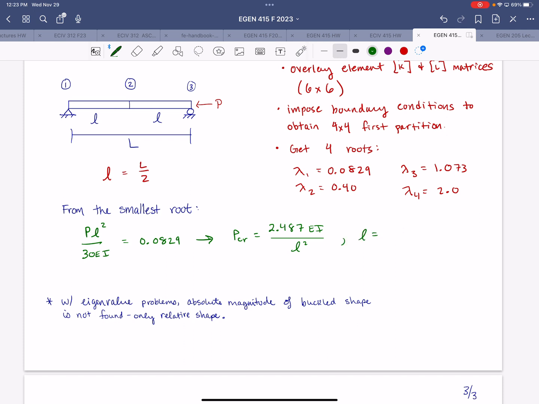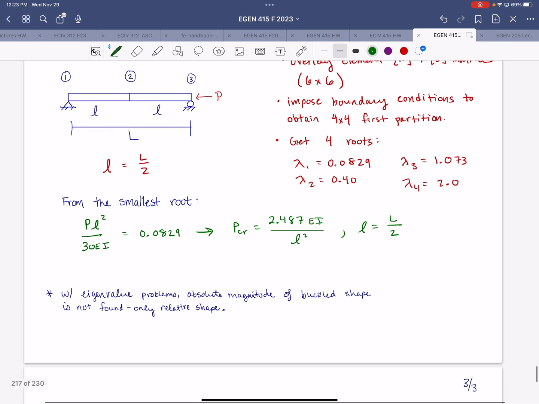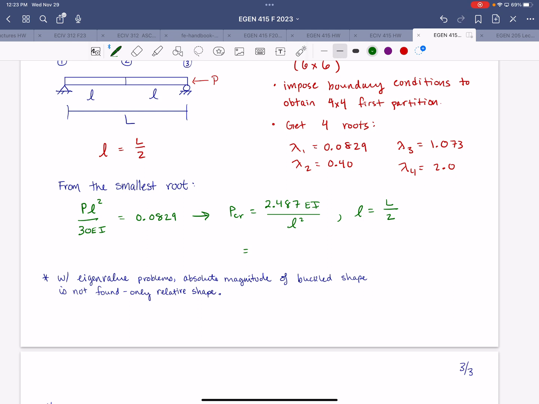But since we want to compare it to our equation that includes the whole beam length, we're going to make that substitution of small l is equal to big L over 2, and that brings us to 9.948 EI over capital L squared. And this one is within 1% error. So as you can see, this solution very quickly converges, and with only 2 elements, we have a sufficient solution, right?